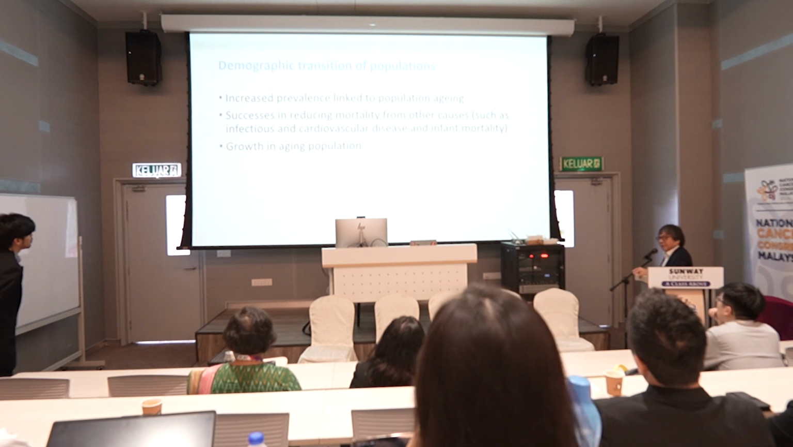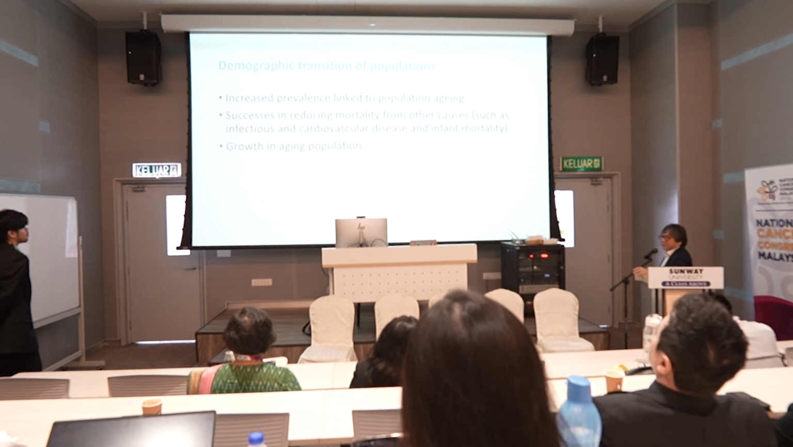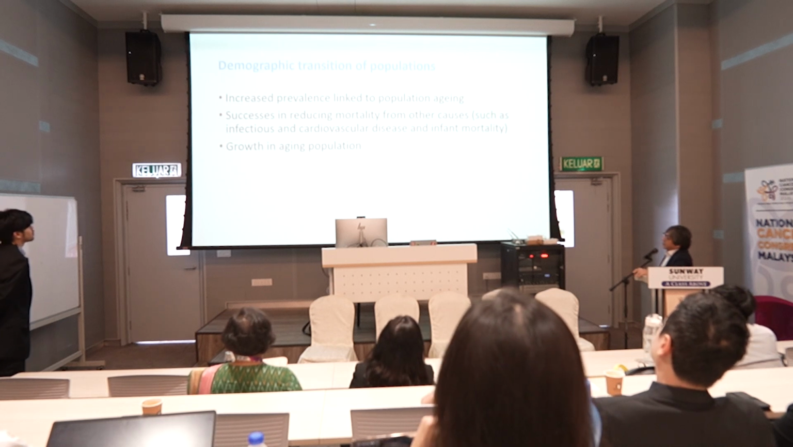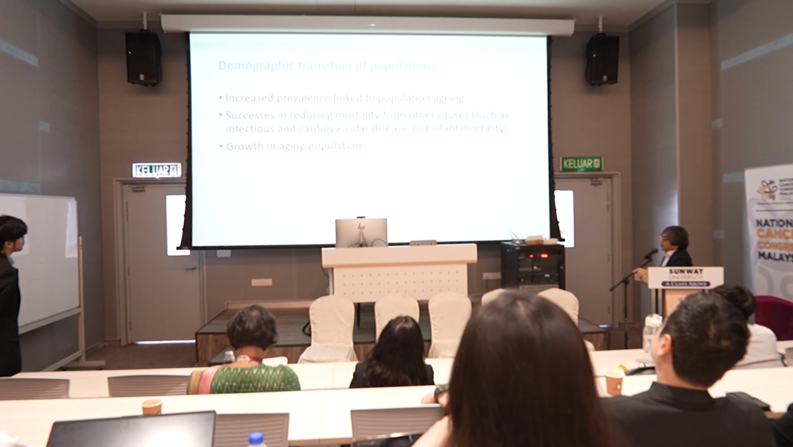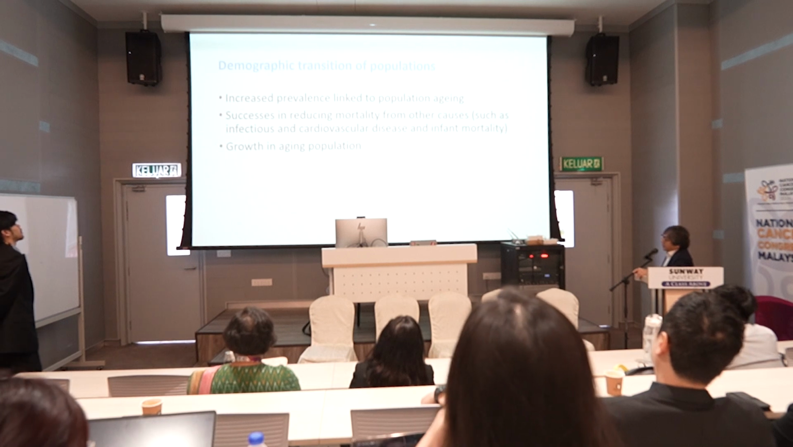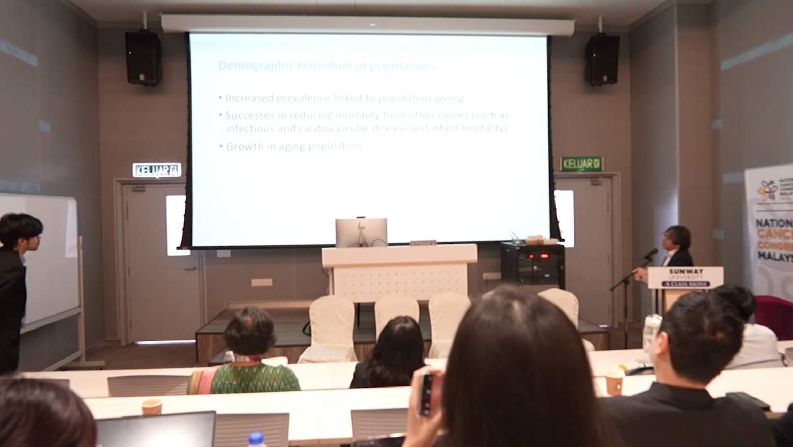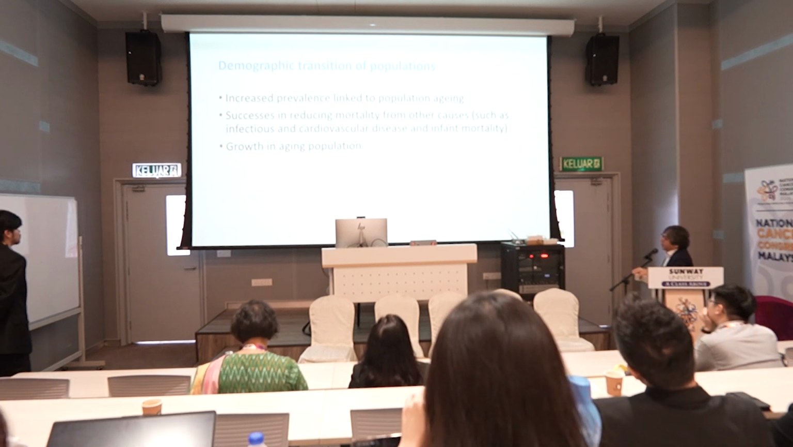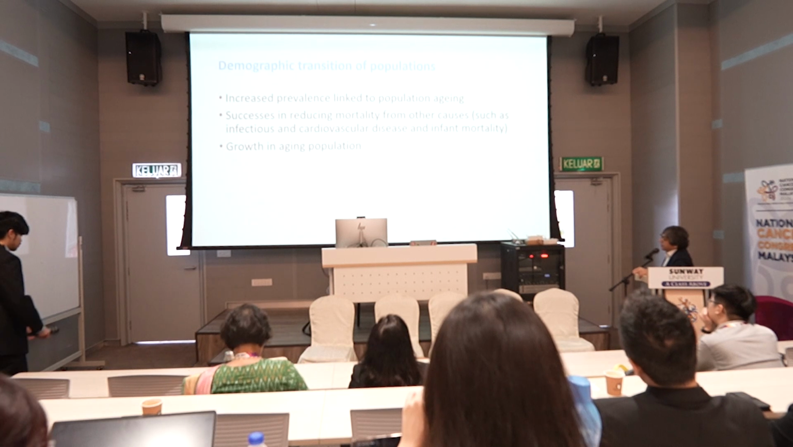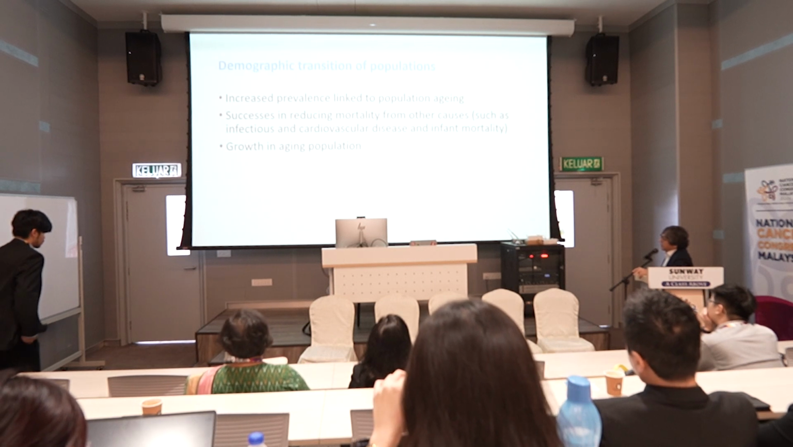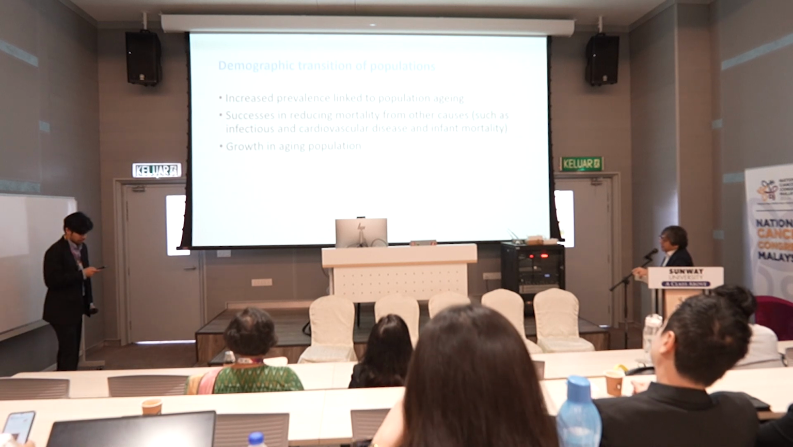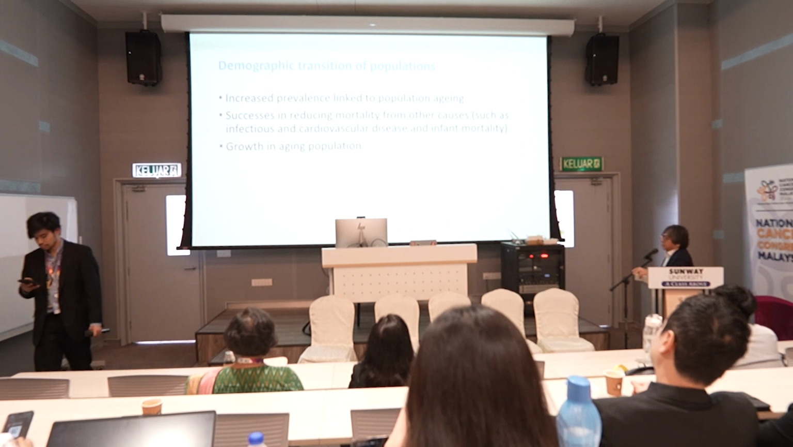So let's look at the first factor, which is very much close to my heart, which is the demographic transition of populations. This is due to increased prevalence linked to population aging, and also due to success in reducing mortality from other diseases because of the advancement in healthcare and the discovery of new drugs, and all these reasons. And the end result is that there's a growth in the aged population.